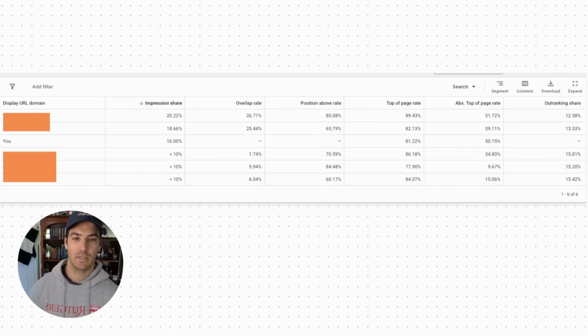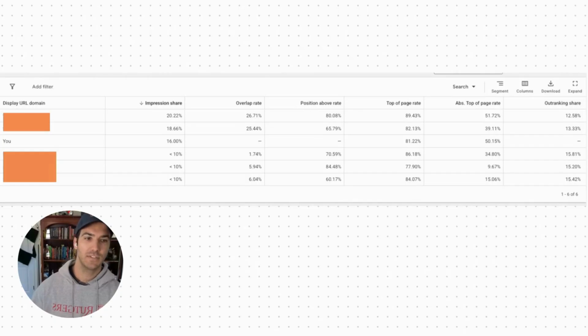Next is going to be top of page rate. This is how often your ad shows up above the organic results in that top block. What you're seeing here is that about 81% of the time our ads are showing up, but we also have these two other competitors up top here. One of them is showing up 90% of the time over the organic rankings. So it's actually good news for us, but the problem is just where we're showing up compared to our competitors.